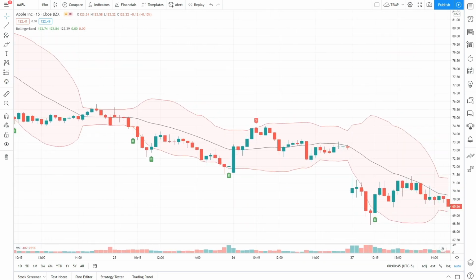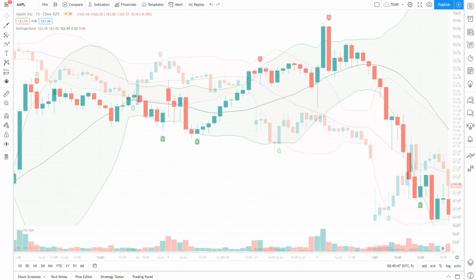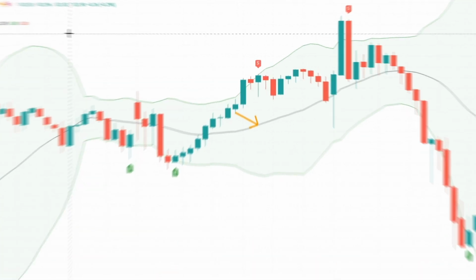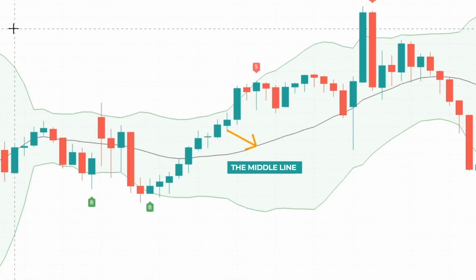This is what the Bollinger Bands looks like on a chart. The Bollinger Bands indicator is made up of three lines plotted on the chart. This line is the simple moving average, we call it the middle line. It's most commonly a 20-period simple moving average, which means it is the average price of the last 20 candlesticks.